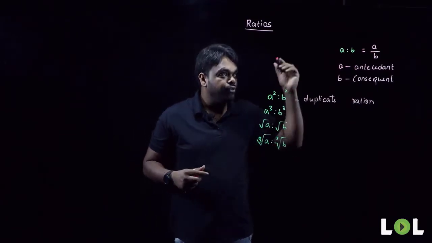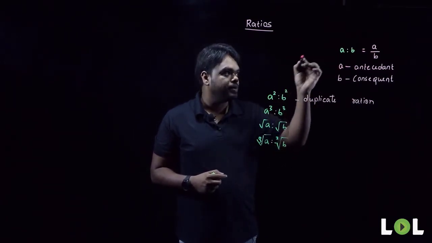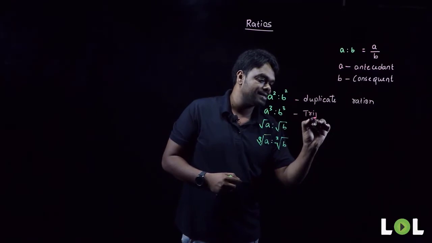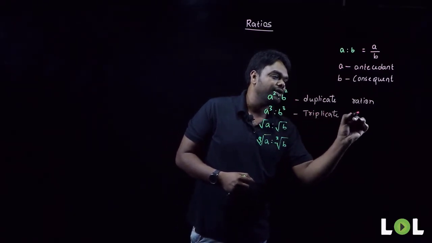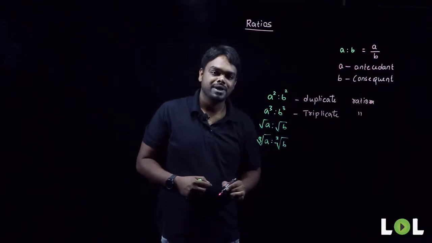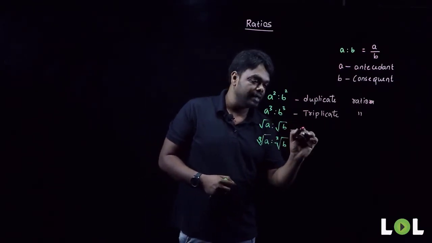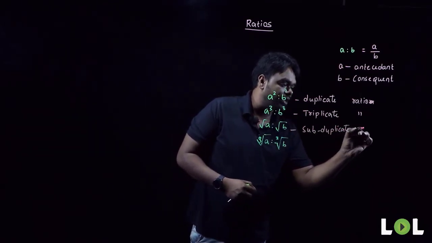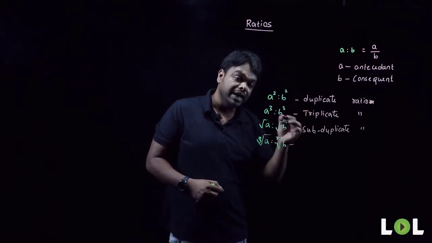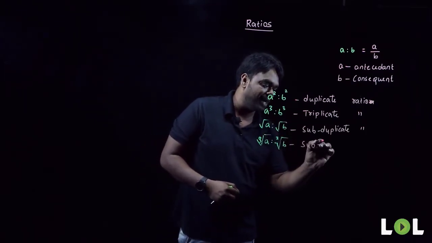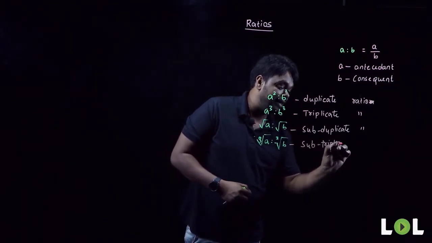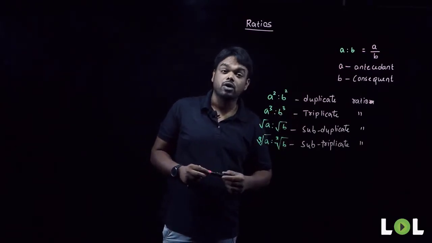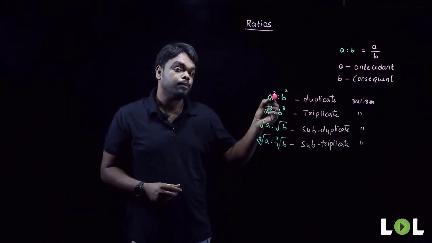Now, if A is to B is a ratio, A square is to B square is nothing but duplicate ratio. Likewise, A cube is to B cube is called as triplicate ratio of A is to B. Again, root A is to root B is nothing but subduplicate ratio of A is to B. Again, root A is to root B cube root is called, you must be knowing by now, subtriplicate ratio of A is to B. These are the various different terminologies that we come across when we are dealing with problems on ratios.